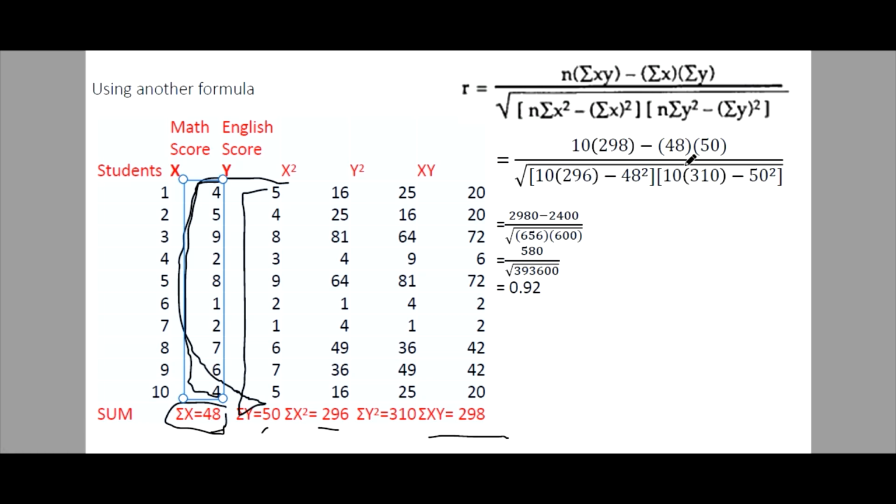And then on the other group, we have n is 10 again. Summation of y squared is 310. Minus the square of the summation, which is 50. So using your calculator, you will arrive with the same answer, which is 0.92. So either formula will give us the same result.